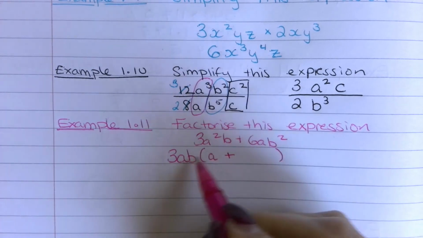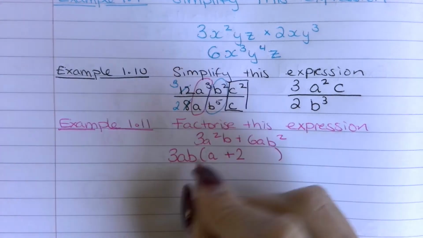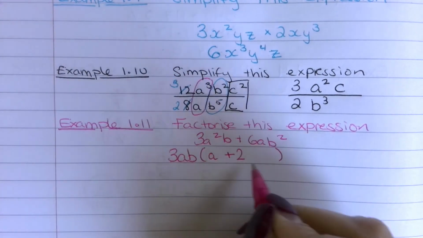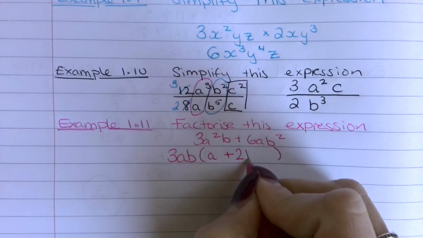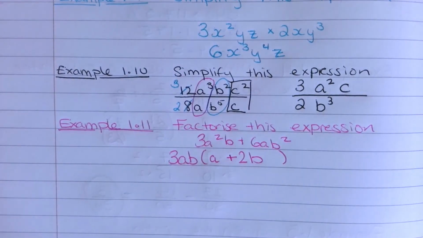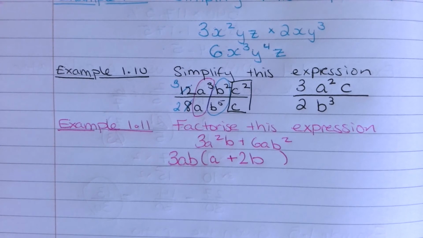To get the 6, the 3 needs to be doubled. I already have the a, and to get the b squared, the second term needs another b. So that's the expression factorized.